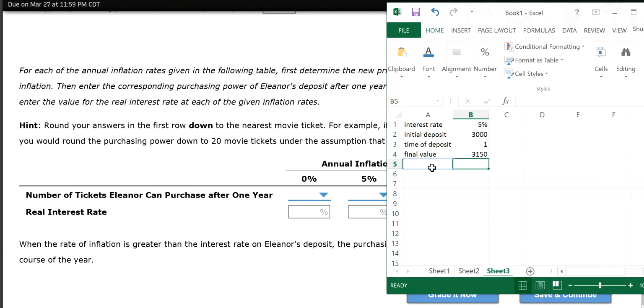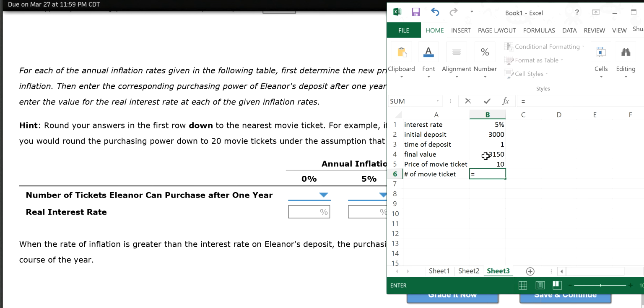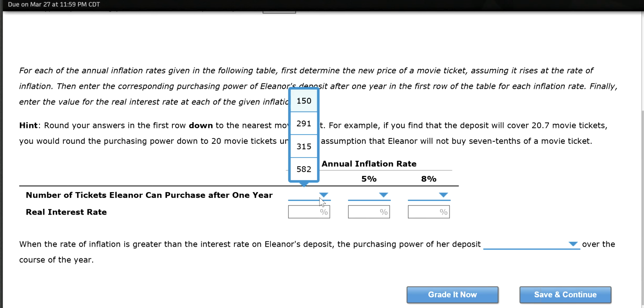Okay. Let me type in one more: price of movie ticket, and the number of movie tickets. So the price for a movie ticket will still be $10, and the number of tickets you can buy, you're going to use the 3150 divided by 10, so 315. So 315, and then the real interest rate.